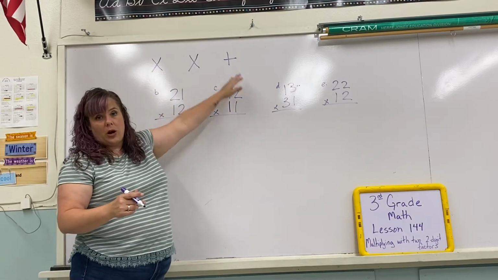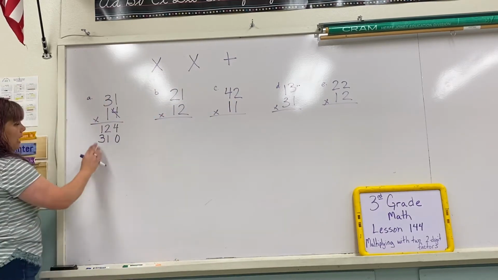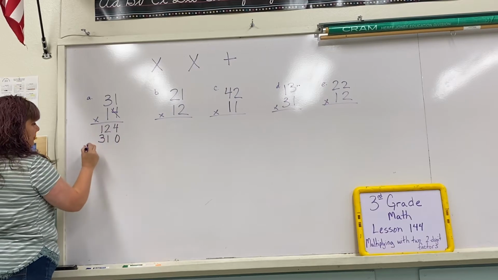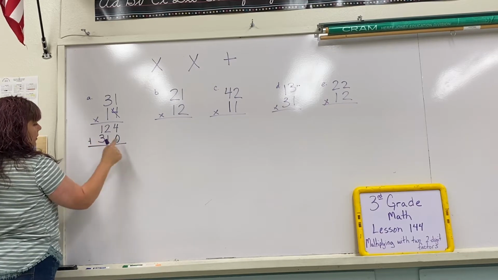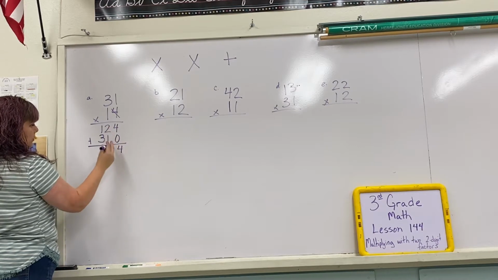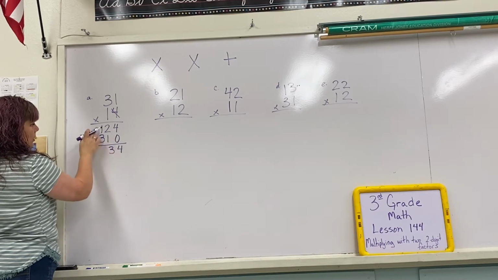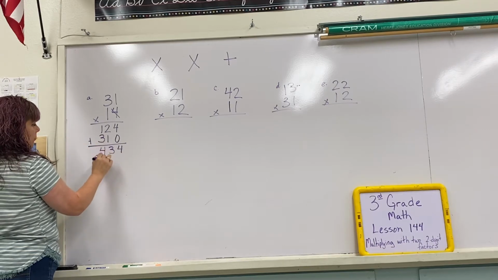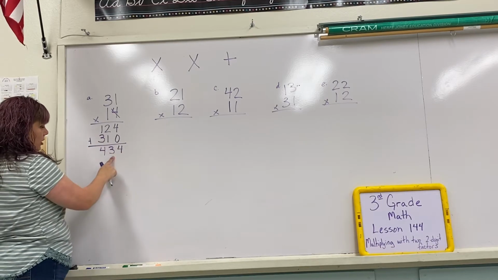Okay, now we've done our 2 multiplying steps. Now we're going to our adding step. Now we have to add these 2 together. 4 plus 0 is 4. 2 plus 1 is 3. 1 plus 3 is 4. And there's our answer all the way at the bottom.